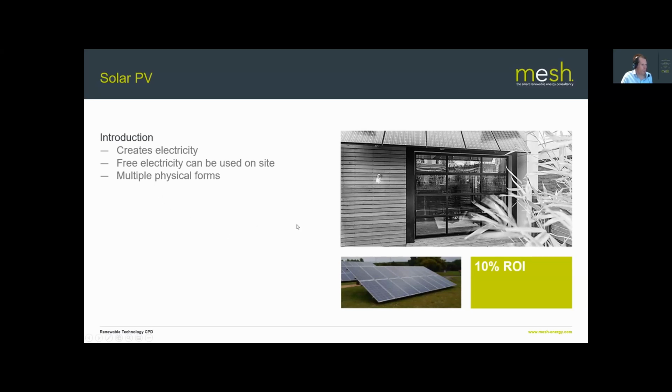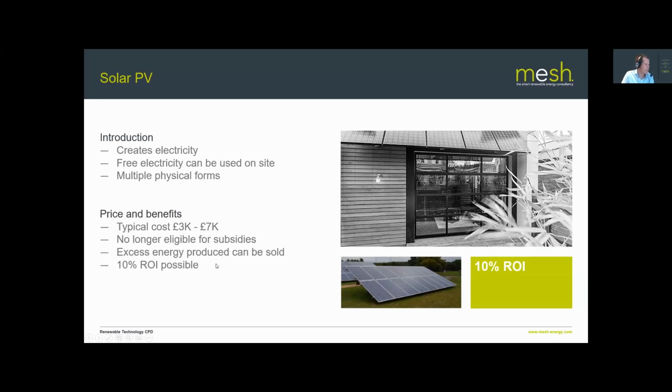It comes in lots of different forms, but by far the most common are these panels that are about 1.7 by 1 meter, as a rough guide. They're about 45 millimeters thick typically, and they can either sit on the roof or be ground mounted, like they are in this example. You can also get solar tiles as well. They tend to be more expensive and have lower efficiencies, but they maybe give a better aesthetic. And typically they cost between about £3,000 and £7,000 for a typical installation.